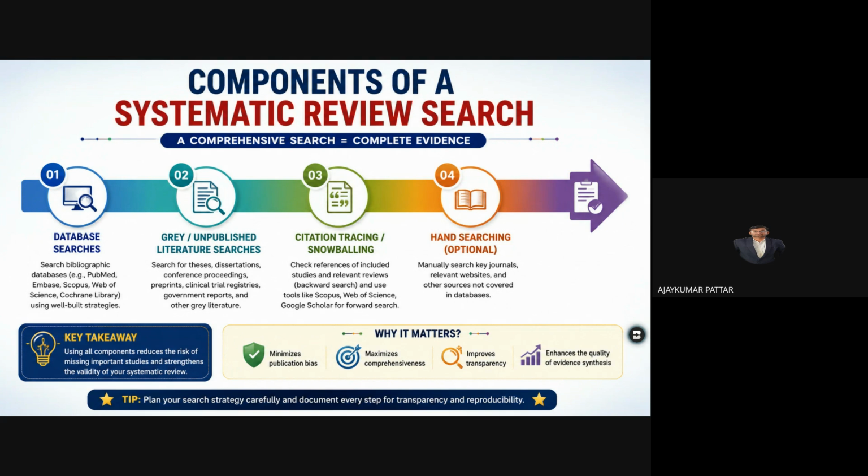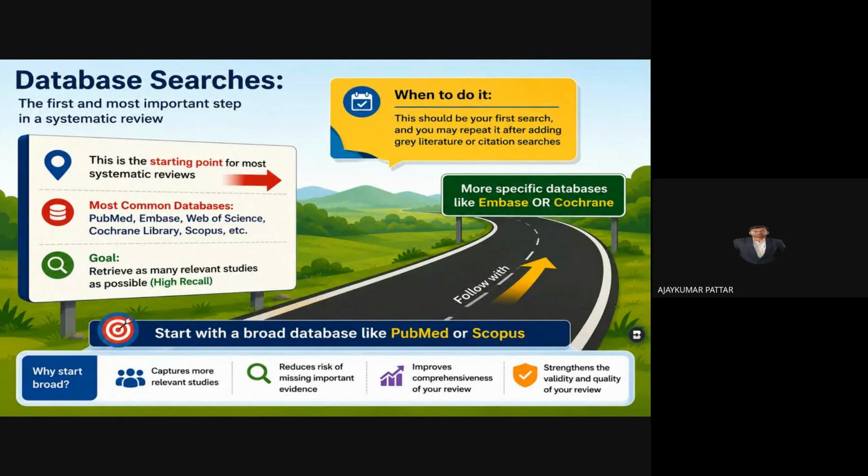So for us Ayurveda people, gray literature or unpublished literature research is also very important. Not all good studies are published in indexed journals. Many people do the study and submit it, and it may not be published. That's why gray literature is also important for Ayurveda to avoid publication bias. Database searching is basically where we start. The most common databases are PubMed, Embase, Web of Science, Cochrane Library, Scopus, and so on.